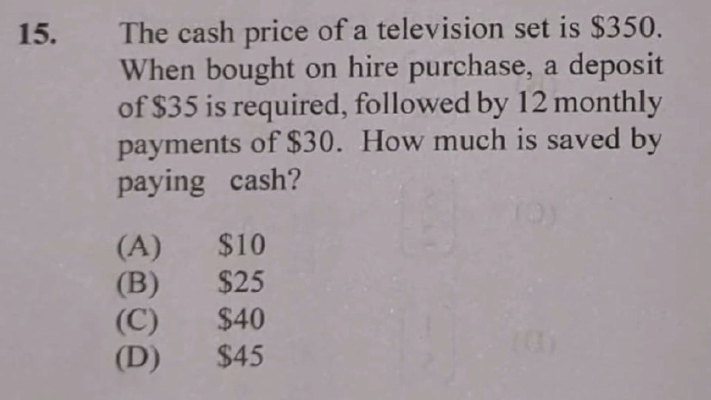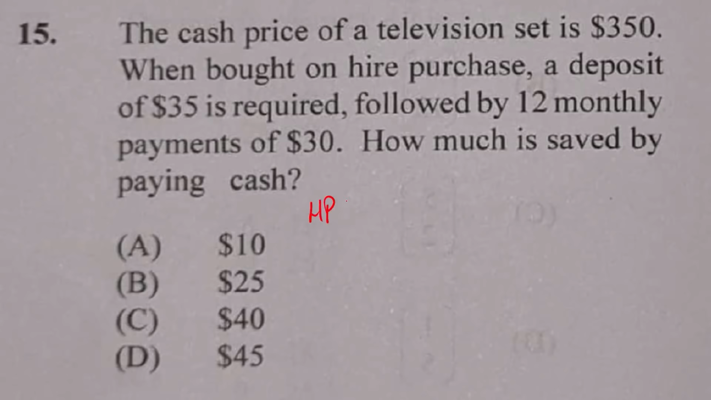Question 15 says, the cash price of a television set is $350 when bought on hire purchase. A deposit of $35 is required, followed by 12 monthly payments of $30. How much is saved by paying cash? Alright, so we know hire purchase already.